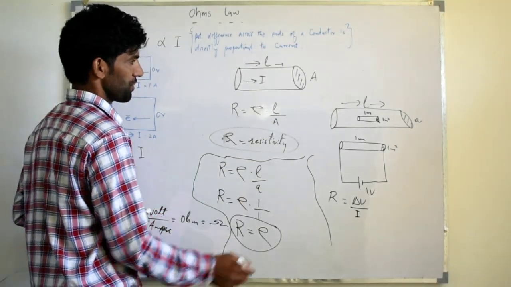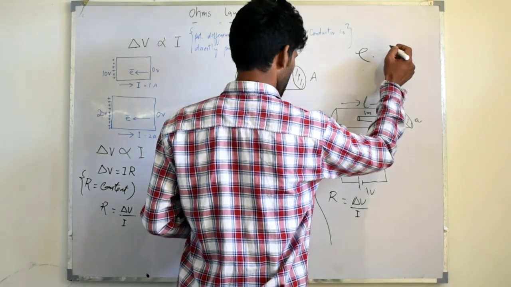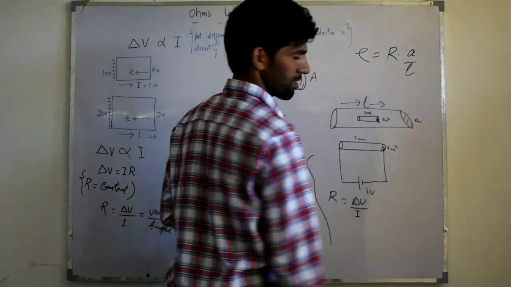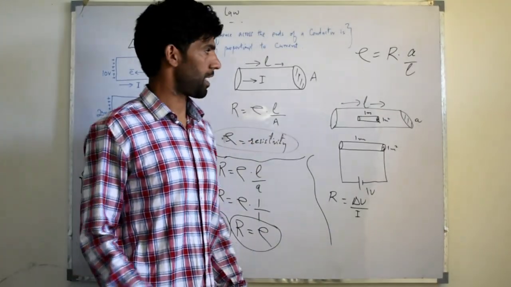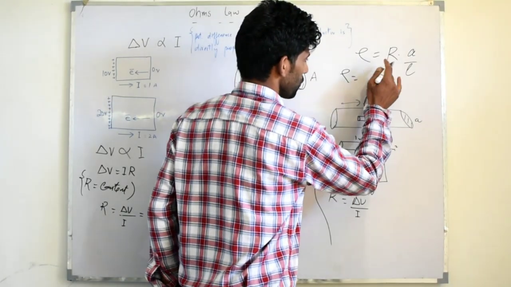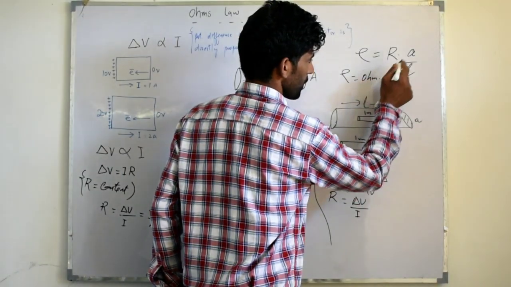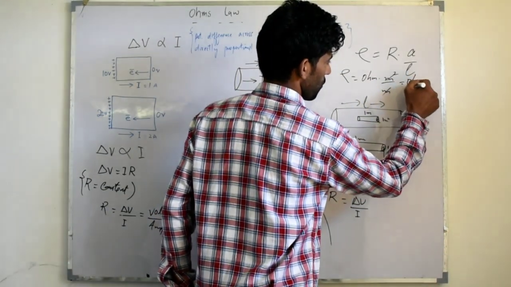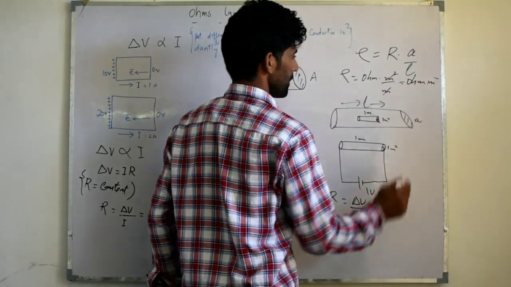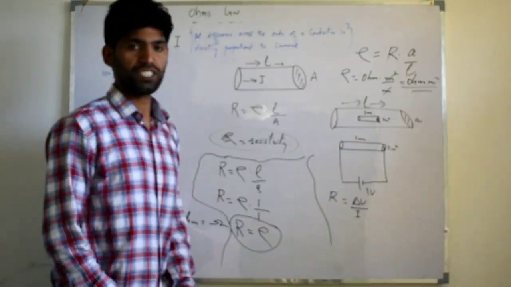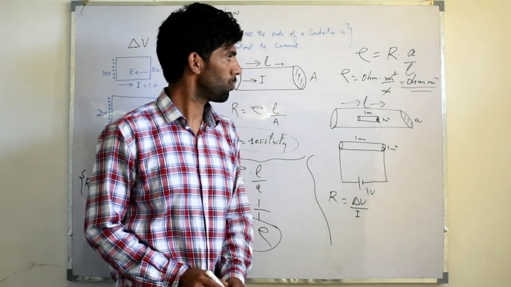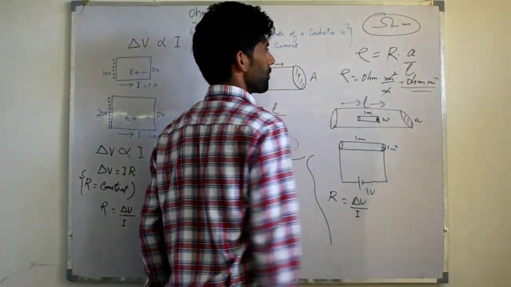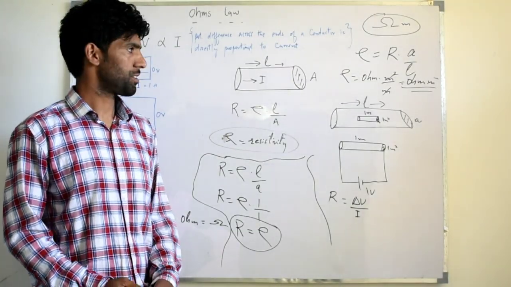Now let's have a look. If we have to find the resistivity, it will be equal to R into A divided by L. So resistivity will be equal to R, that is ohm, into A, that is meter square, divided by L, that is meter. Meter square and meter give ohm meter. So the unit of resistivity is ohm meter.